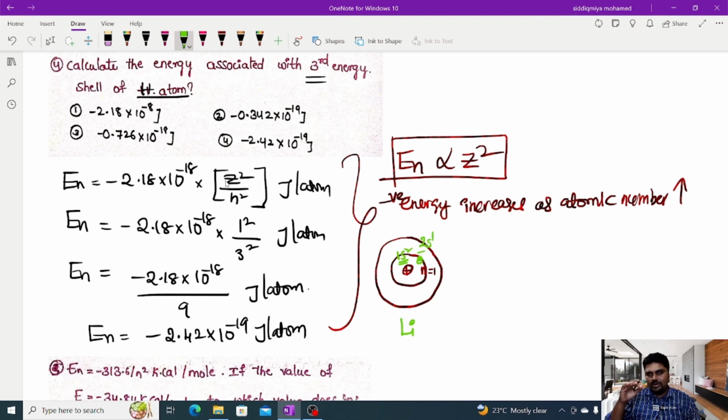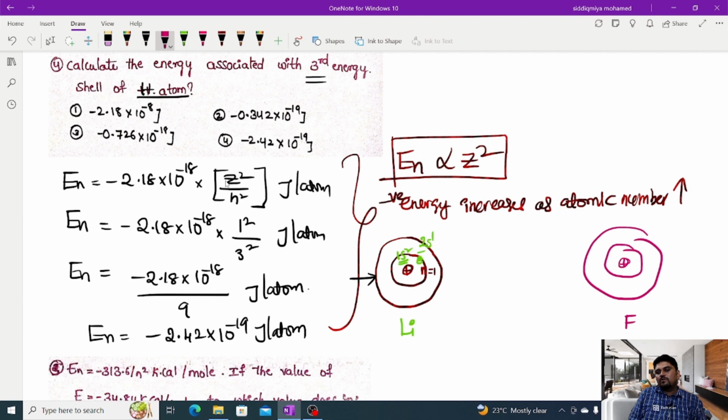Okay, negative energy means what? It is more tightly bound. In the same way, in the second period, lithium belongs to the second period. Another element I am taking is fluorine, having electronic configuration 1s2 2s2 2p5. Here also I am talking only about the electron present in the first shell.